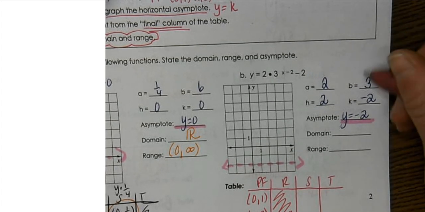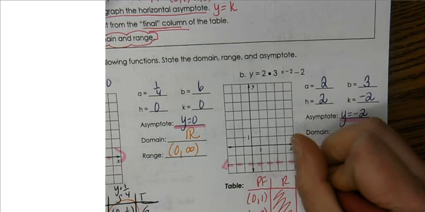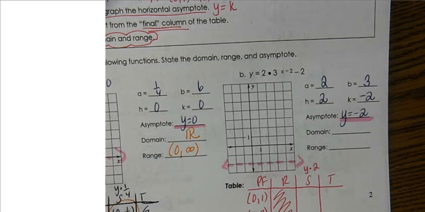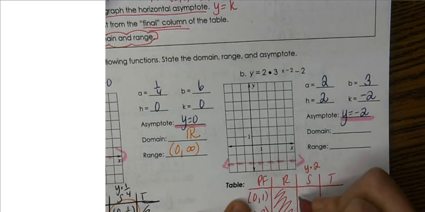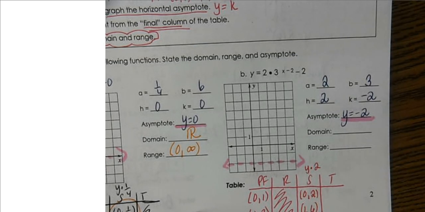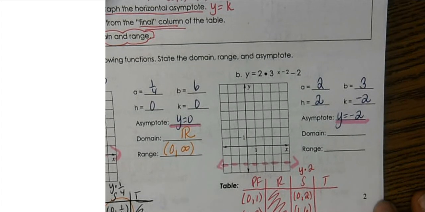When it comes to stretch or shrink, my a value is not 1, so I'm going to multiply all y values by the number 2. 1 times 2 is 2. 3 times 2 is 6. So my ordered pairs are (0, 2) and (1, 6).